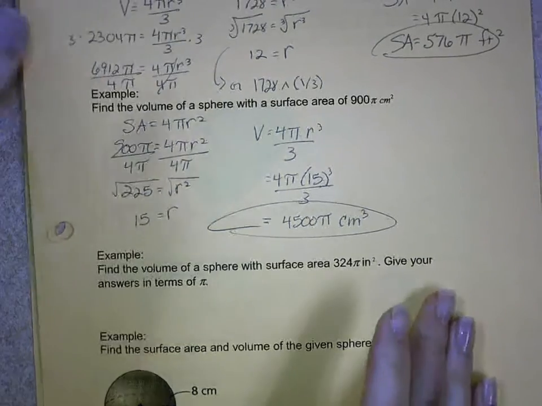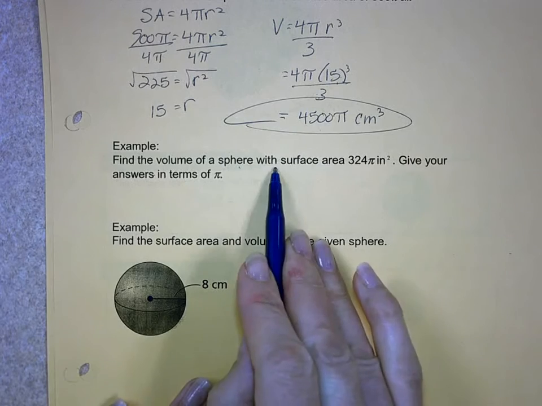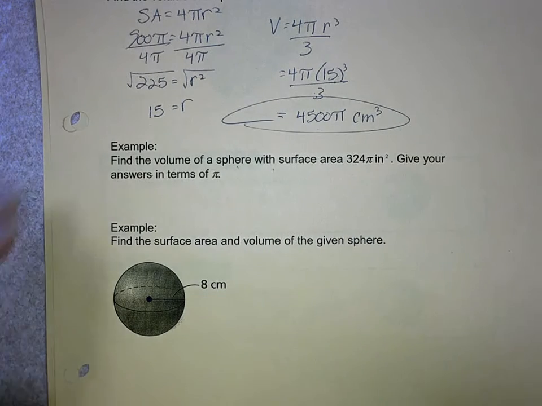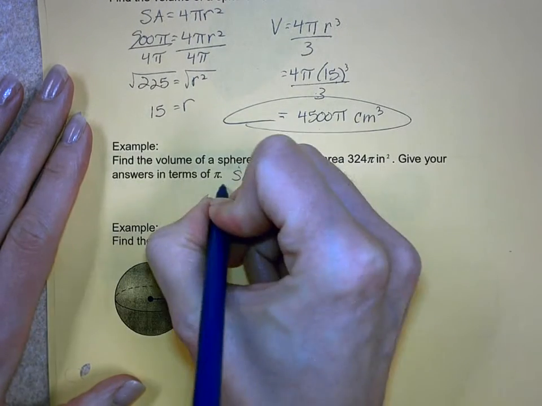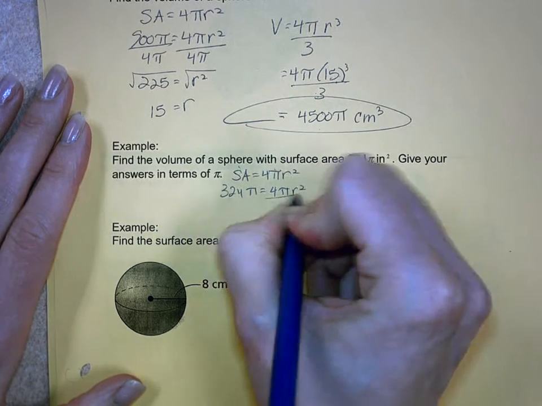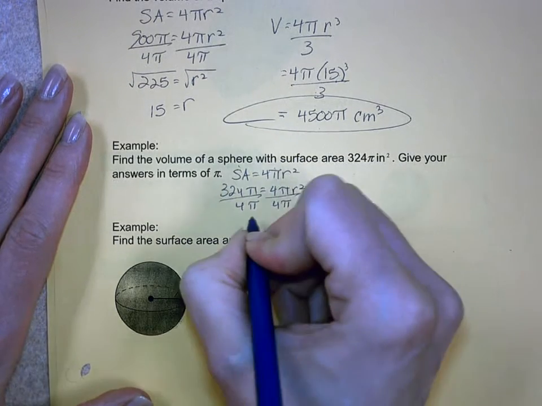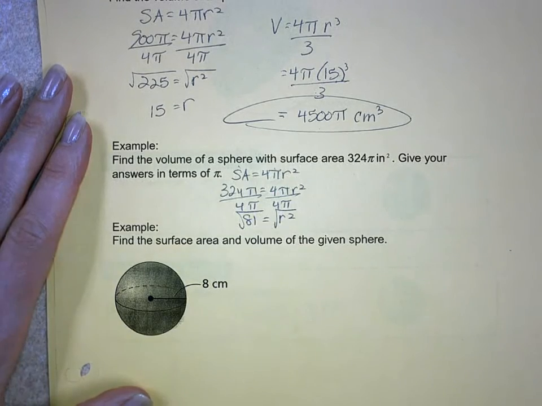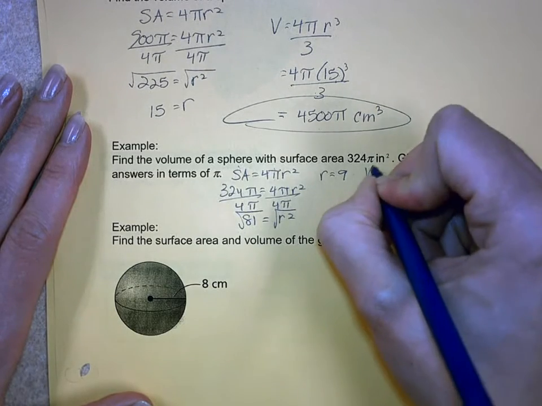Let's just finish it up, this last one. Again, we're going to be in a work backwards problem. It says find the volume of the sphere with the surface area 324 pi, and then we're going to find the volume. So again, we know our surface area formula. We plug in that 324 pi is equal to 4 pi r squared. Divide by 4 pi. Which equals 81 equals the radius squared. Take the square root. The radius equals 9.